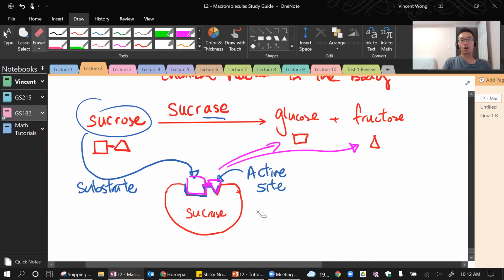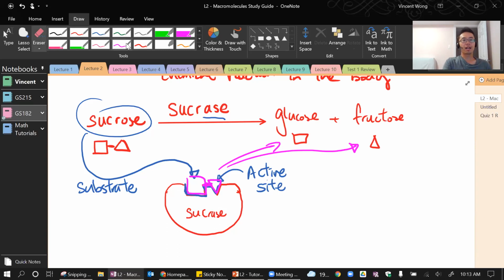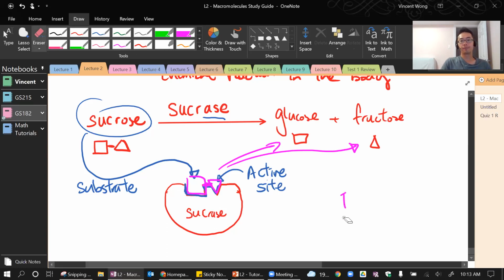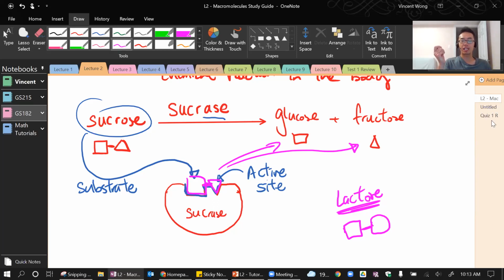So there is a key and lock relationship between the active site of the enzyme and the substrate, which means if I have, say, lactose, okay, lactose is glucose plus galactose, right? So instead of a triangle, I'm going to use a circle. This will not fit in sucrase, because it's the wrong shape. Just like if you have a different key, it won't open the lock, right? That's what is meant by key and lock relationship.